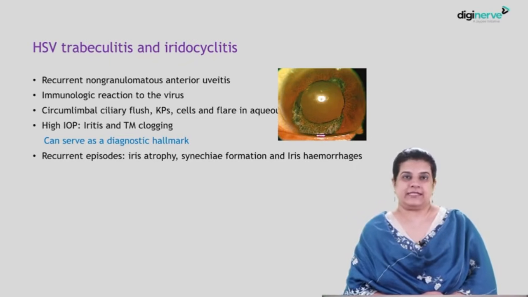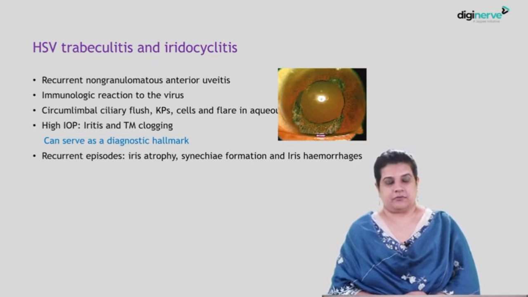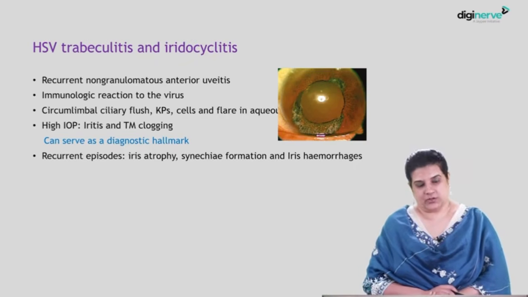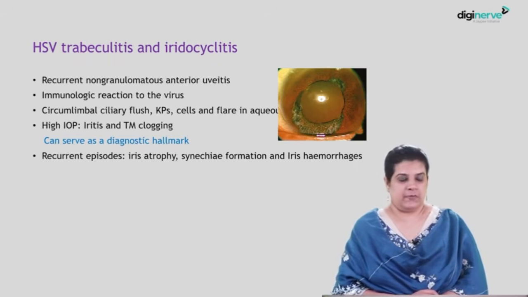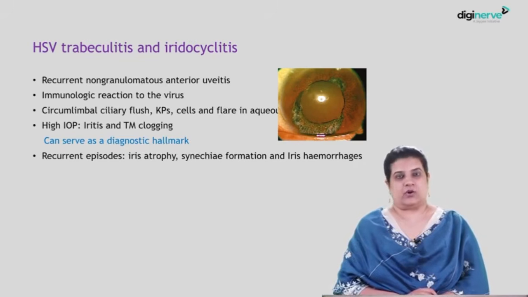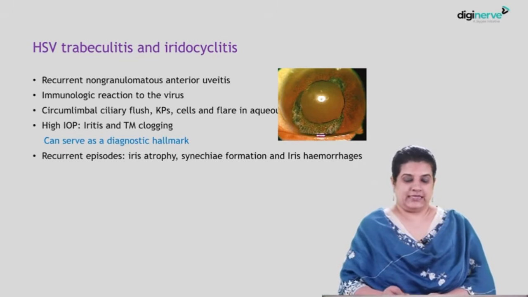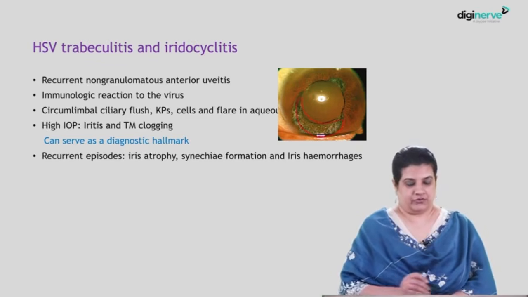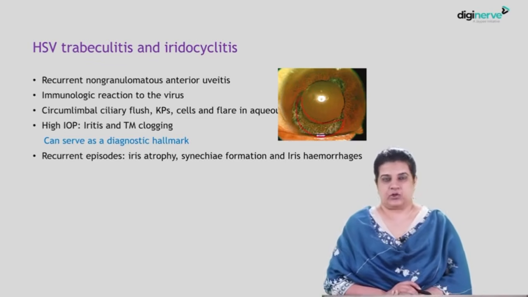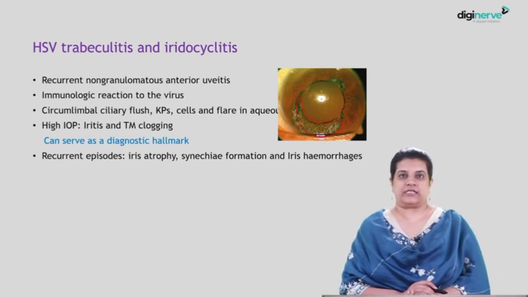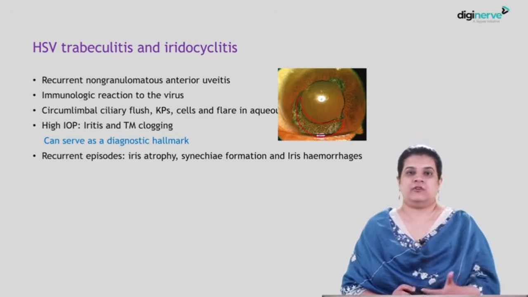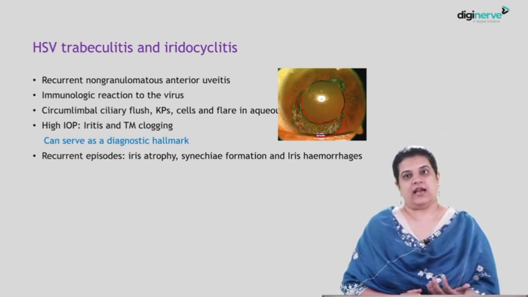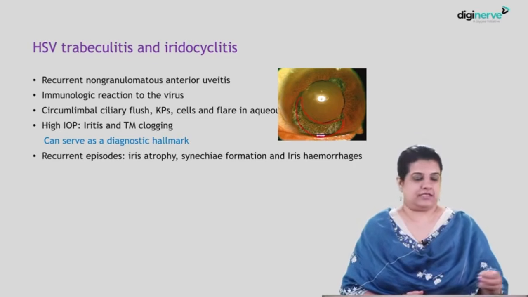In this, clinically, we will see circumciliary flush, keratitic precipitates, cells and flare in the aqueous. There would be high intraocular pressure secondary to the clogging of trabecular meshwork, and that can serve as a diagnostic hallmark. In some cases you will see sectoral or patchy iris atrophy. Recurrent episodes have this feature quite commonly, and you can pinpoint the causative agent as herpes simplex virus. And sometimes when the superficial layers of the iris are gone, then the iris blood vessels can even have certain hemorrhages. So iris hemorrhages can also be seen.